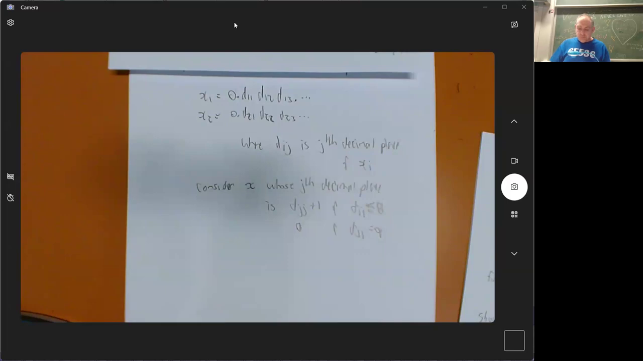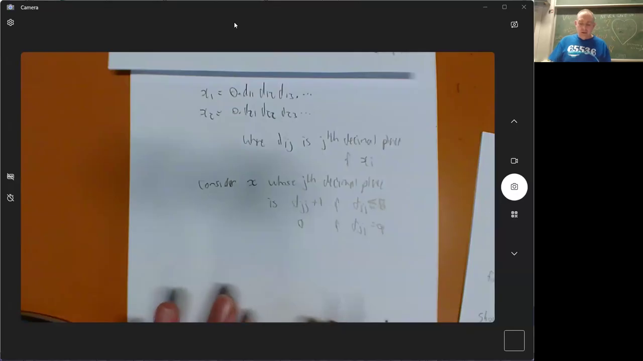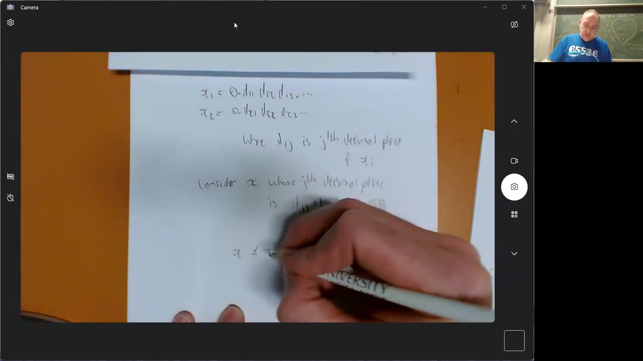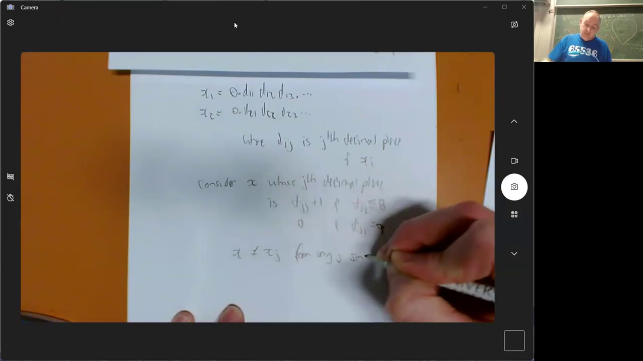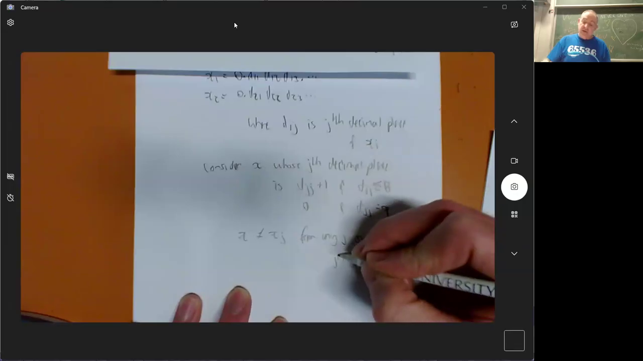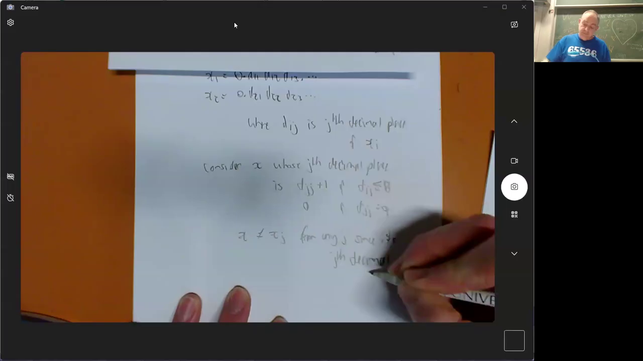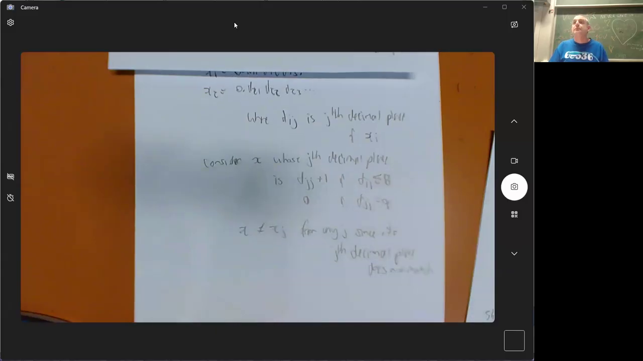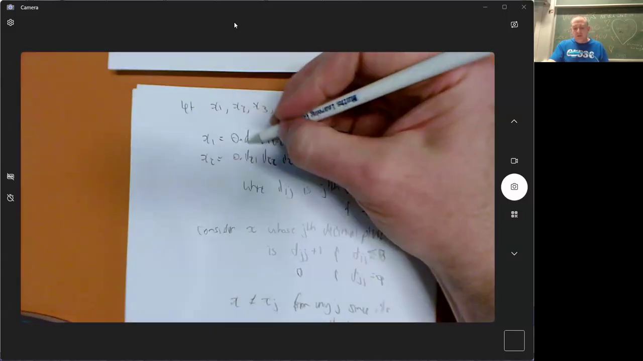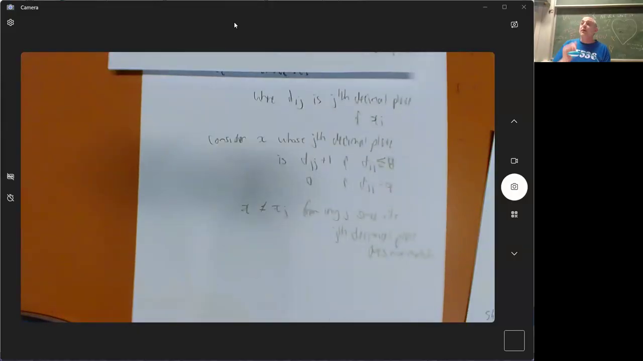So whatever it is, that number x is not equal to xj for any j, since its jth decimal place doesn't match. Yay. And so, yeah, I basically looked down this diagonal and made each coordinate different to the other one. And so, therefore, this sequence does not contain all of the numbers in 0, 1.